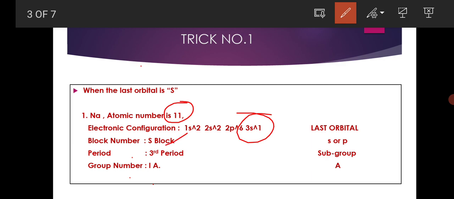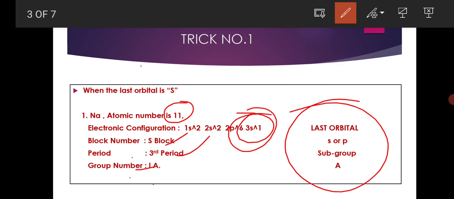Okay. Then the highest principal quantum number here is 3. Then the period of sodium is third. And there is only one electron present in the last s orbital, so the group number of sodium is first. Also remember that if the last orbital is s or p, the subgroup will always be A. Hence, sodium is an s block element. It is present in the third period and first A group.